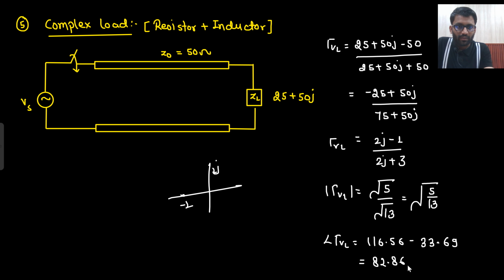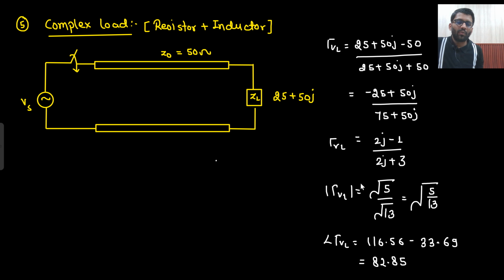2j minus 1 and 2j plus 3. So 180 minus tan inverse 2, which is 116.53, and then tan inverse 2 by 3, which is 33.69. So 116.53 minus 33.69 is 82.83 actually. 82.83 or 84, whatever I can write, 85 I am writing.